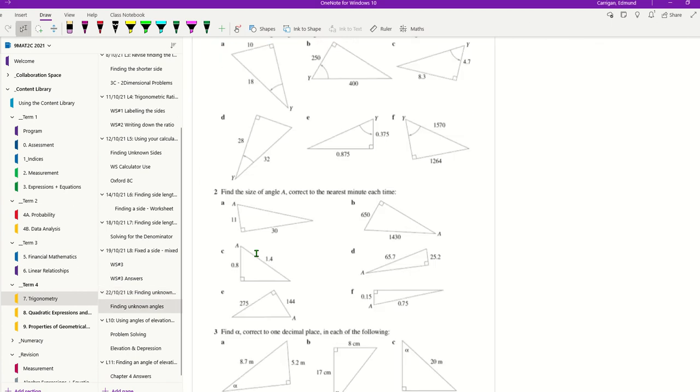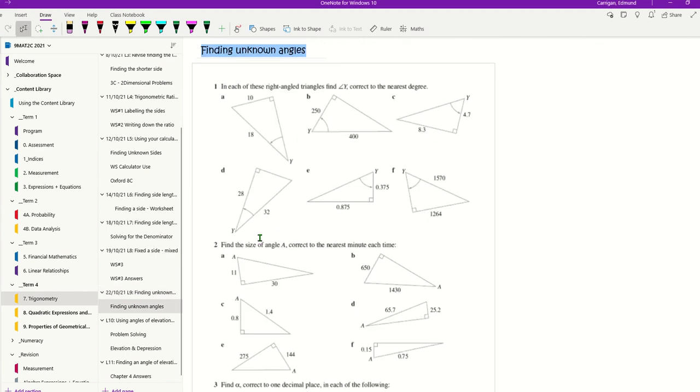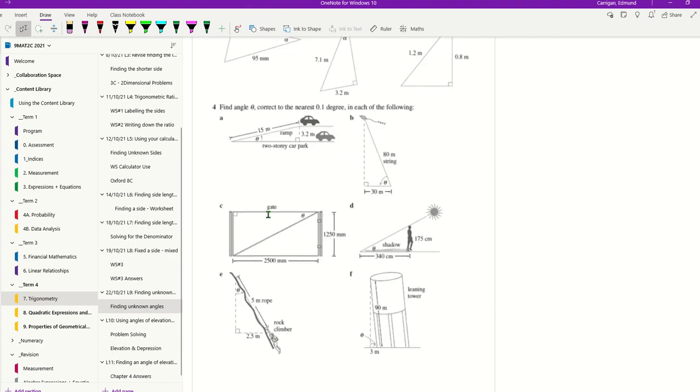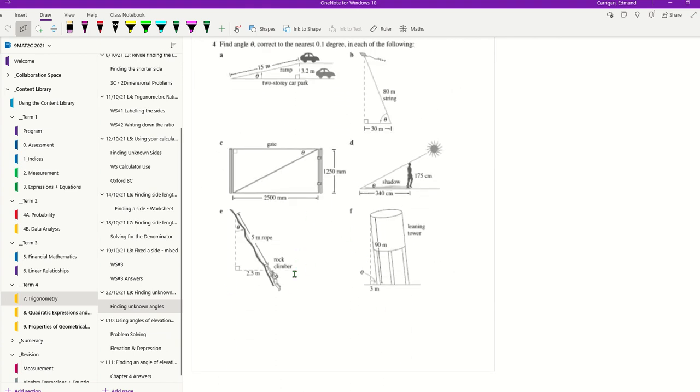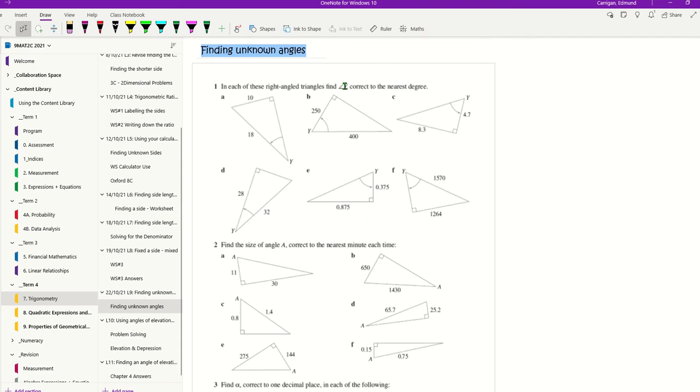Okay, so what you've got here is some questions. You've got these ones here. I'll go through and colour in the ones I want you to do. The harder ones down here, you might see some with a picture associated with them.